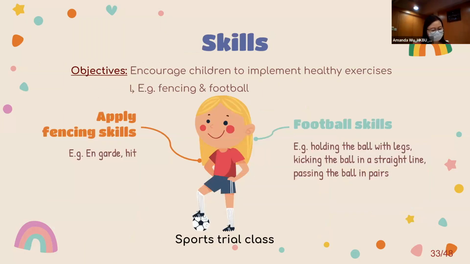For skills, we target to teach children implementing healthy exercise, including fencing and football. During the sports trial class, they can apply fencing skills like angles and hits, as well as demonstrate football skills like holding the ball with legs, kicking the ball in a straight line, and passing the ball in pairs.